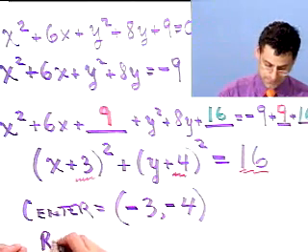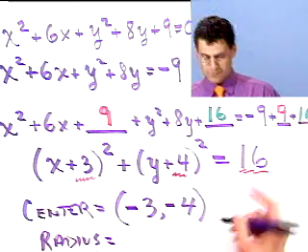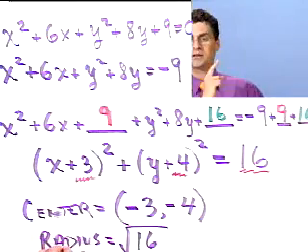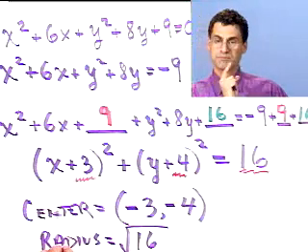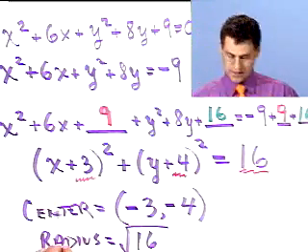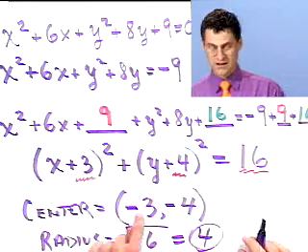And the radius? Well, the radius equals not 16. You may be tempted to say 16, but you have to take the square root of 16 because look at the formula over there. It's x minus h squared plus y minus k squared equals r squared. And so in fact, I have to take the square root, and I get 4. So the radius is 4. The center is minus 3 minus 4.